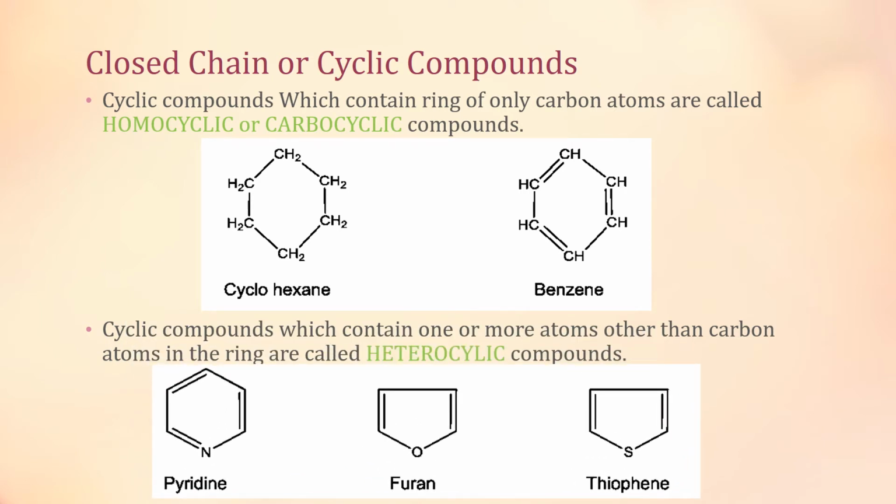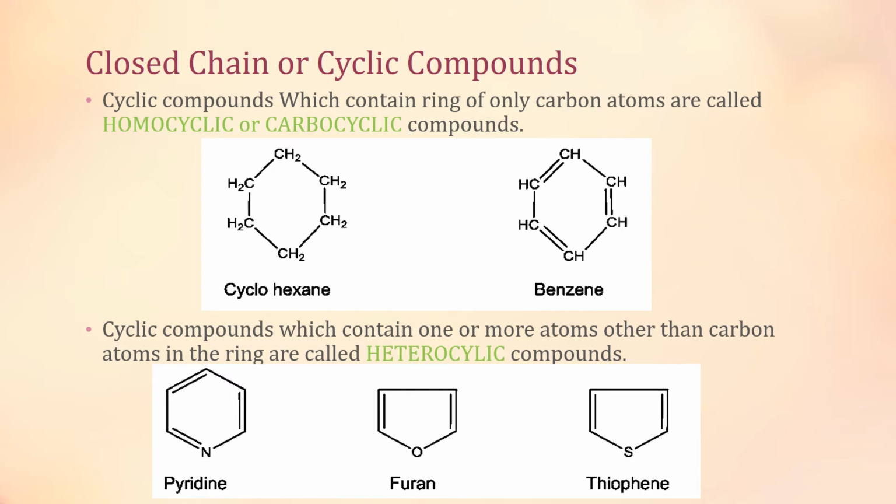Homo means same, meaning all the atoms present in this cyclic compound are the same. Just like in the case of cyclohexane, you can see all the carbon and hydrogen present in the form of a cycle. In the same way, the second example is benzene. All the carbon and hydrogen are present there, but it has 3 double bonds and 3 single bonds, and the atoms are only carbon and hydrogen. So these are the homocyclic or carbocyclic compounds.